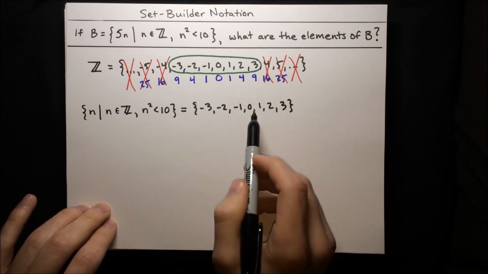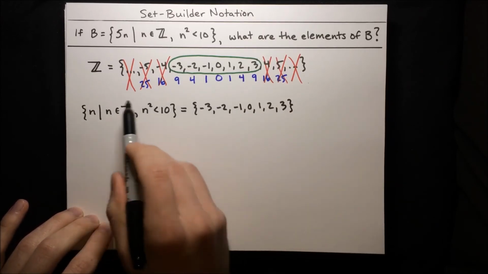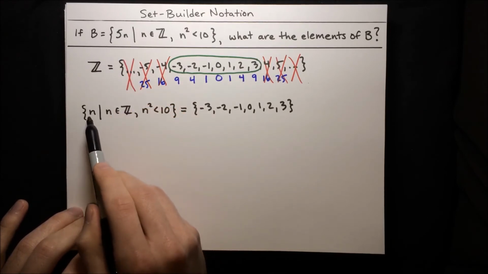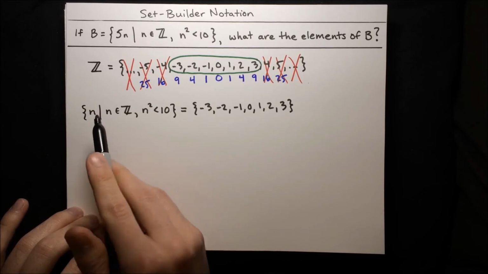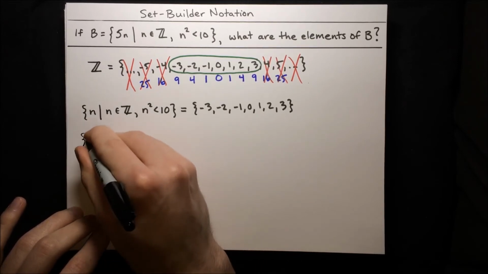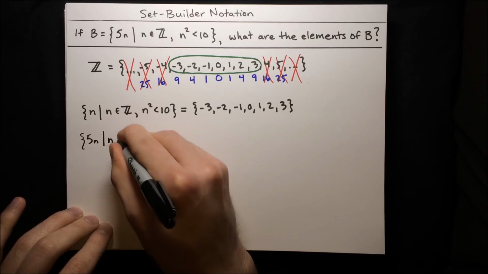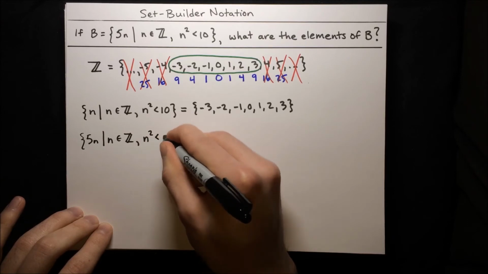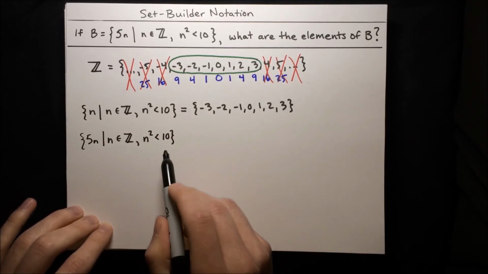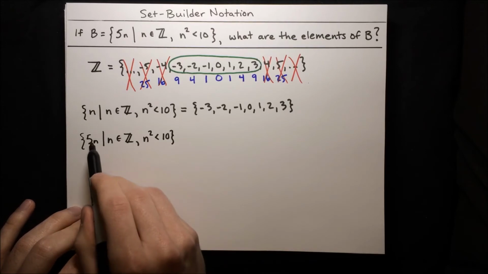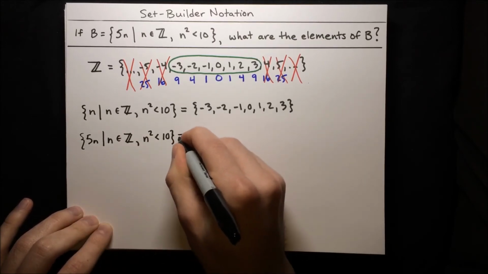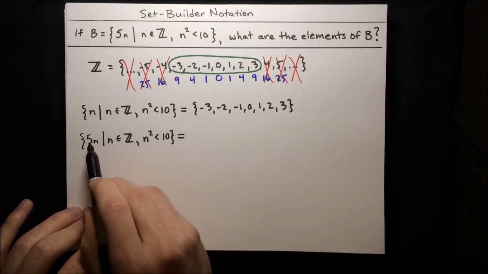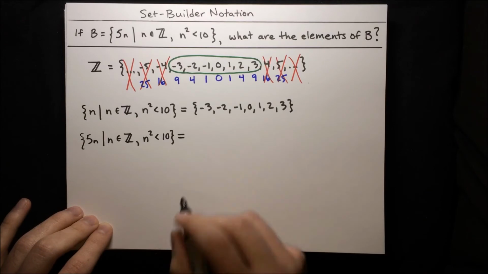Alright, so now the only difference here between this set in set builder notation and the set B is that B has 5n and we have just n in our set. So we need to create the set which has 5n, such that same conditions, n is an element of the integers and n squared is less than 10. So really we're just plugging in all these numbers into the formula 5n, and that's going to be the output results. So the bottom line is we just have to multiply each of these numbers by 5 to get that 5n formula in front here. So let's go ahead and do that.